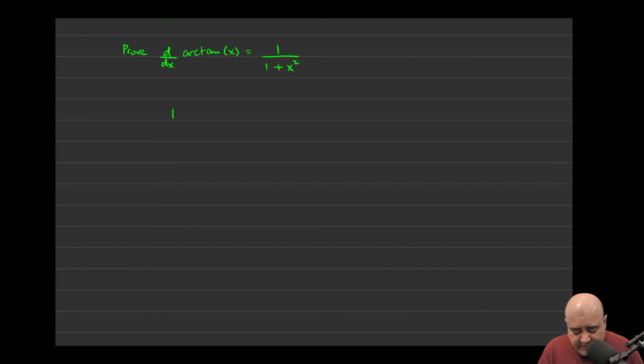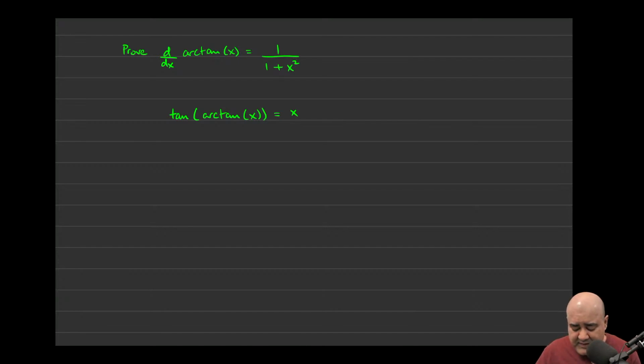Would we agree that tangent of arctangent of x would be x? Hopefully you remember that tangent and arctangent are inverse functions of each other. So if we were to find the tangent of the arctangent of something, we would just end up with what we started with. So this is hopefully a patently true statement.